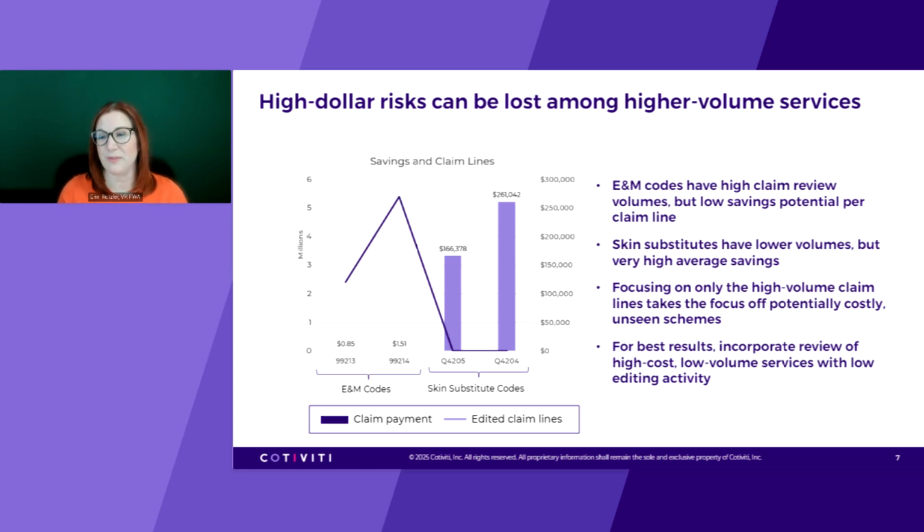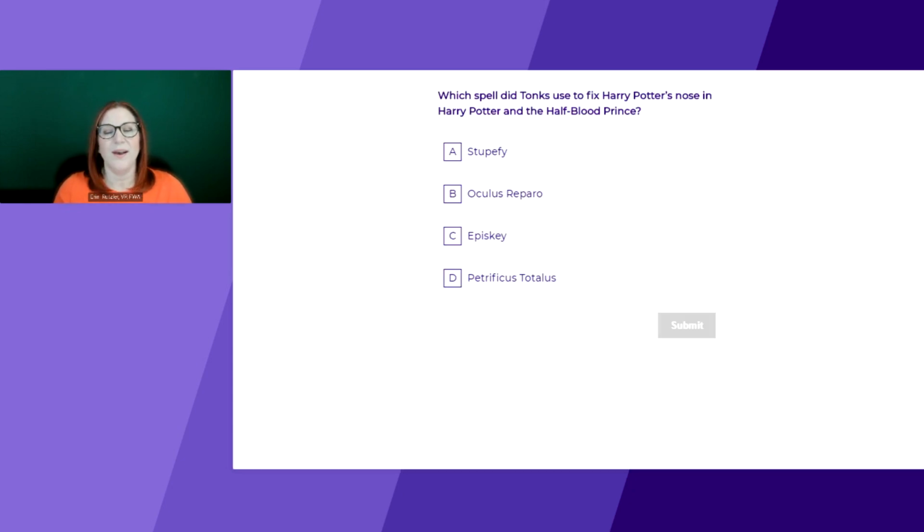All right, so now for a little bit of fun. For those of you that don't know me, I am a very big Harry Potter fan. So Heather and I picked out two questions along the way just to give us a little break in the content to talk a little bit about things that we love. You'll see the poll pop up here. The question is, which spell did Tonks use to fix Harry Potter's nose in Harry Potter and the Half-Blood Prince? A couple fun facts as we start to collect the answers.